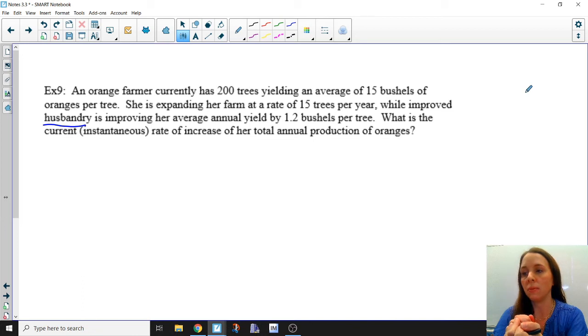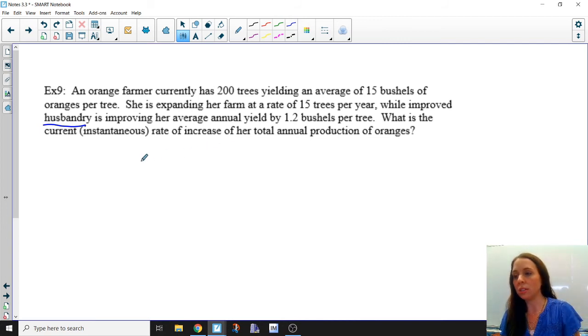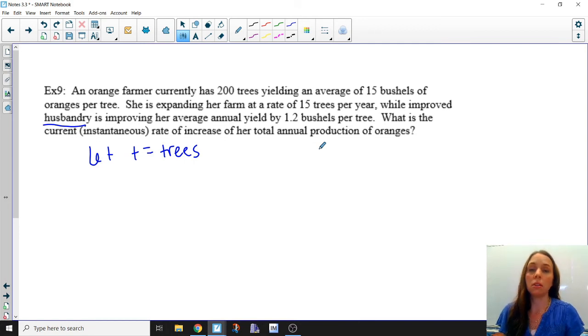Let's define some variables. An orange farmer currently has 200 trees. However, there's going to be more, right? Because she is planting more trees. So there's a variable. Let T equal trees. That's just how many trees she has. So eventually we'll plug 200 in for T, because that's how many she has right now.